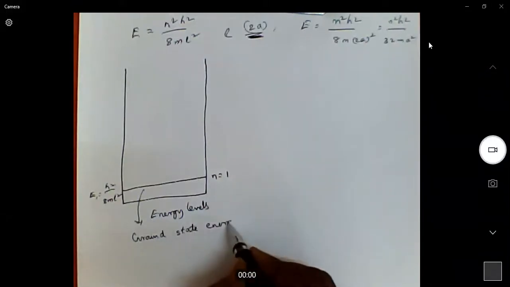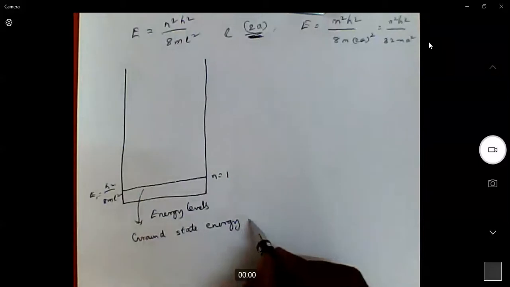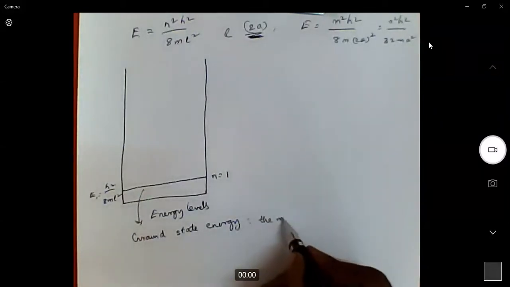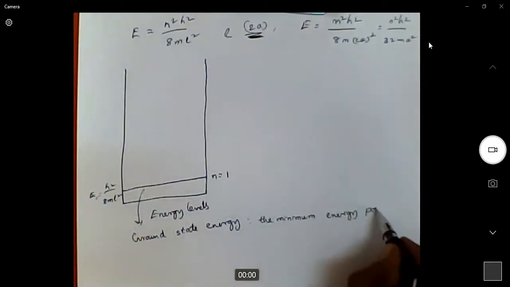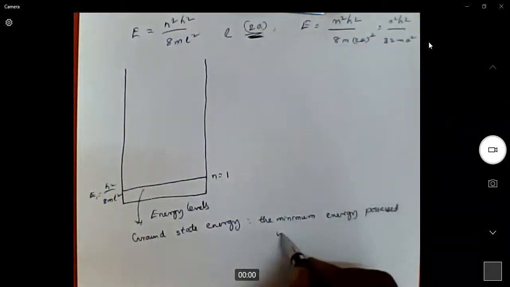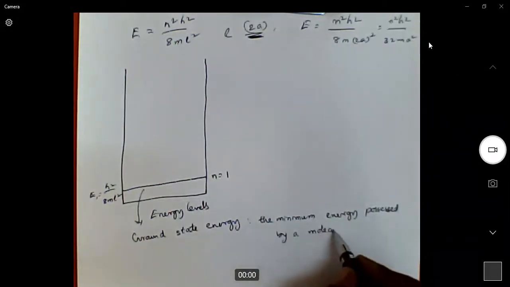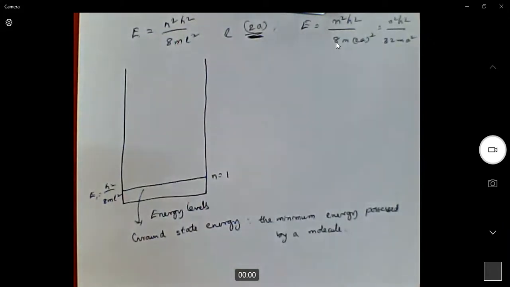What is ground state energy? Ground state energy is nothing but the minimum energy possessed by a molecule or a particle. This is the minimum energy. Each and every object will have a certain minimum energy. That is what is called ground state energy. Ground state energy can never be zero. As I said, no object will exist with zero energy. Zero energy is only possible at 0 Kelvin temperature.